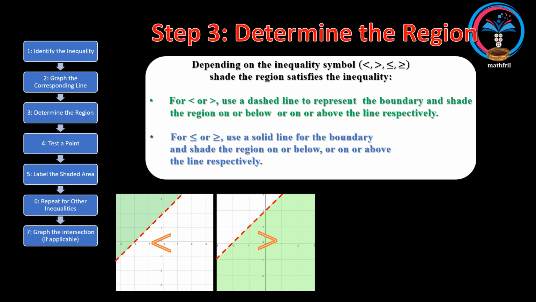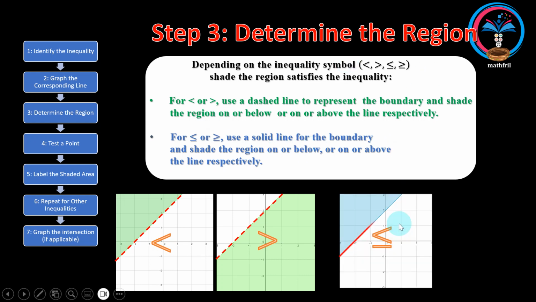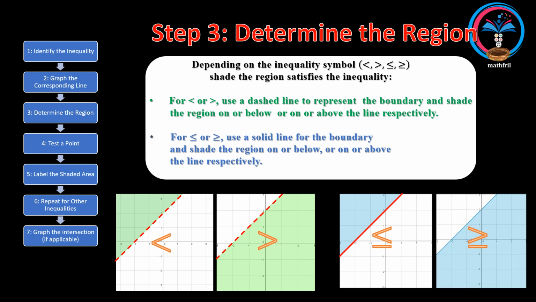And for less than or equal to or greater than or equal to, the blue line here can be represented by this graph. Now it is a solid line, with shading below, above, or on the respective line. And for the greater than or equal to, we have here the right side shaded and the solid line as its boundary line.